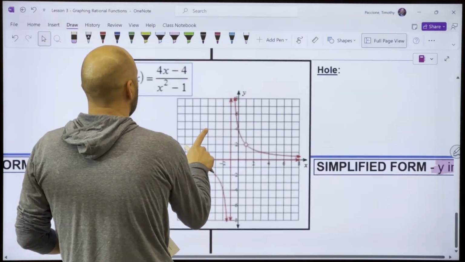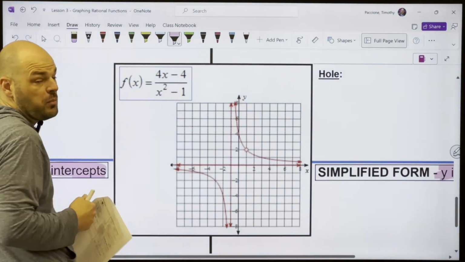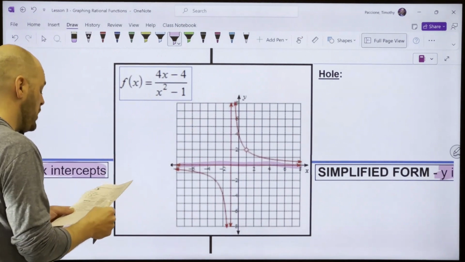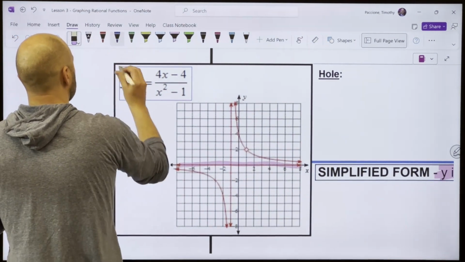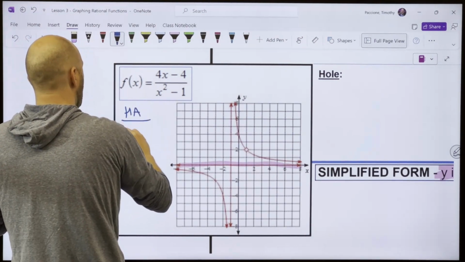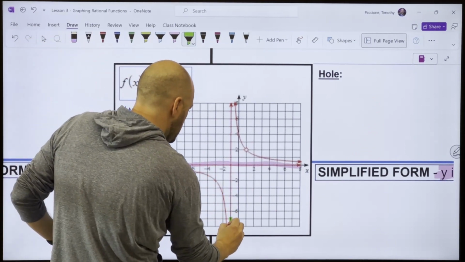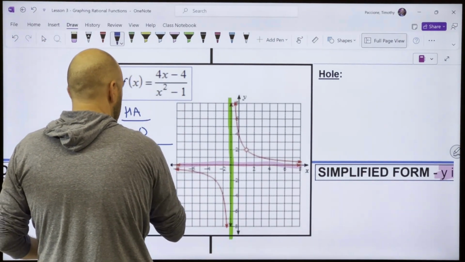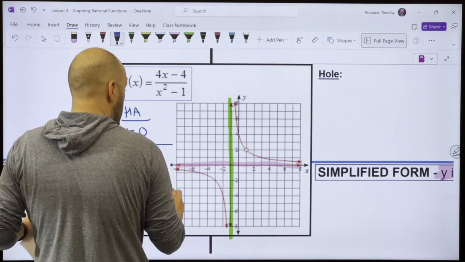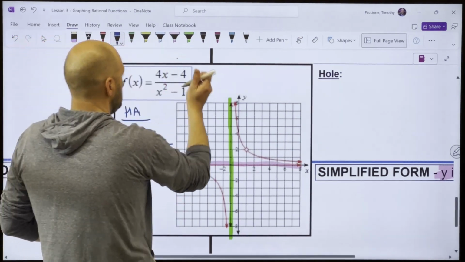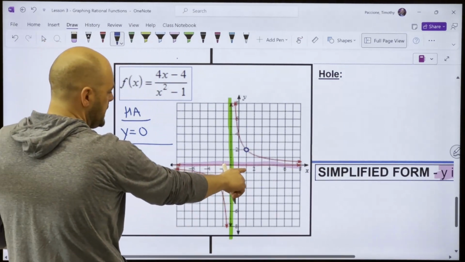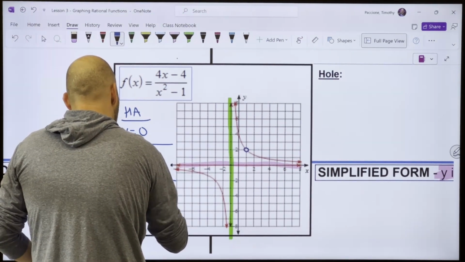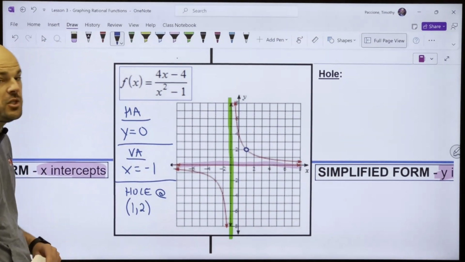Now, we're going to use this as our kind of answer key. So let's take a look, practice pulling stuff from a graph here, okay? I notice right away that there is a horizontal asymptote of y equals 0. I also notice that there is a vertical asymptote of x equals negative 1, right? And let's see, there is a hole right there, and it is at 1, 2. So there's a hole at 1, 2. Okay, so we can use that to check our work as we go.